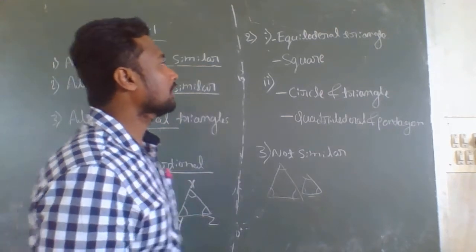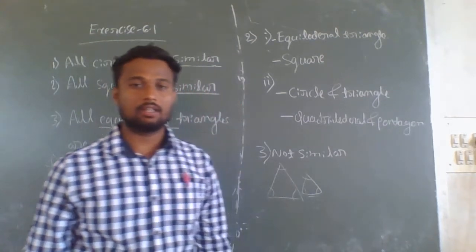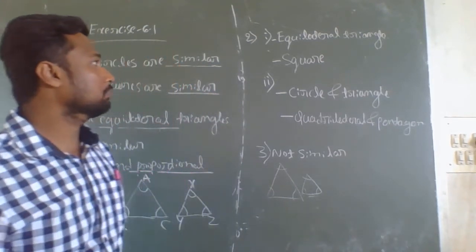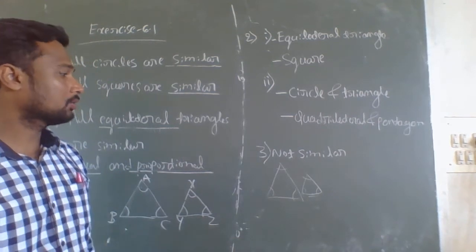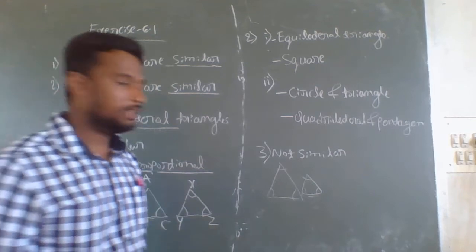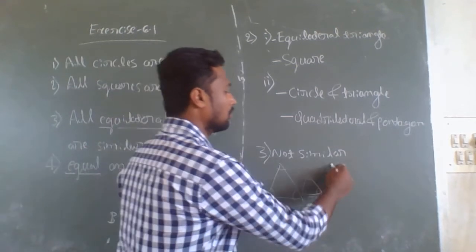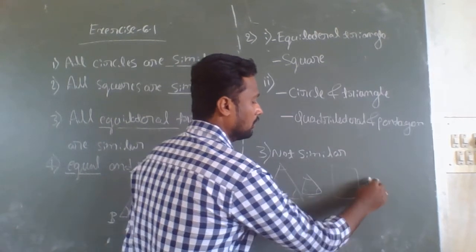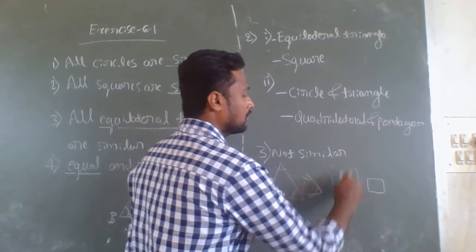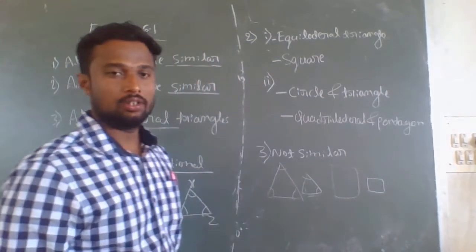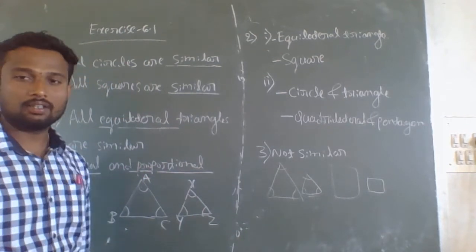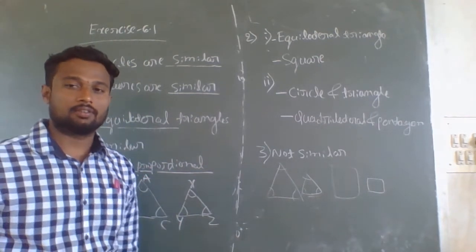Therefore, all the equilateral triangles are similar. And I have given the second example as square. All the squares are also similar. Why? There also all the angles are equal to each other and all the sides are equal to each other. Therefore, sides are proportional. Therefore, squares are similar.